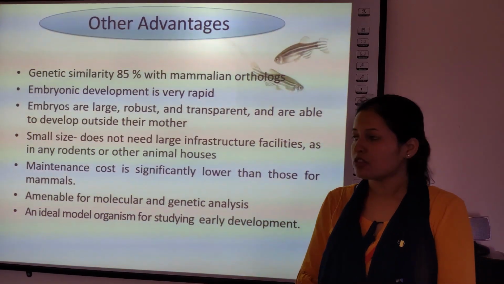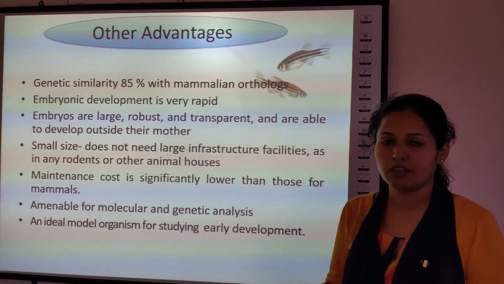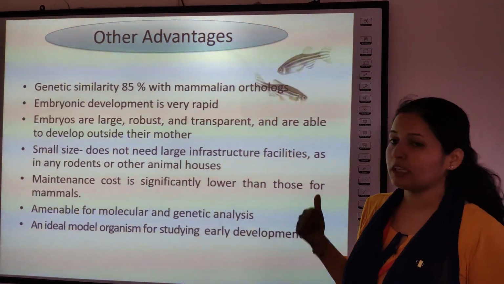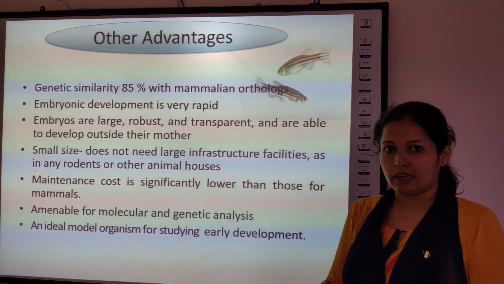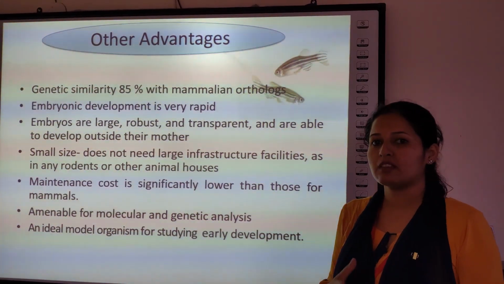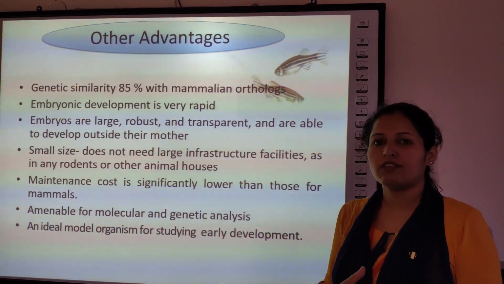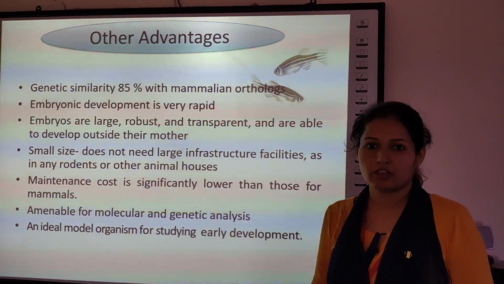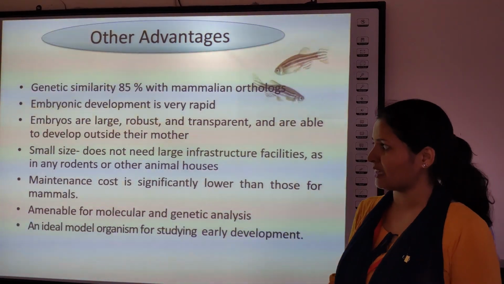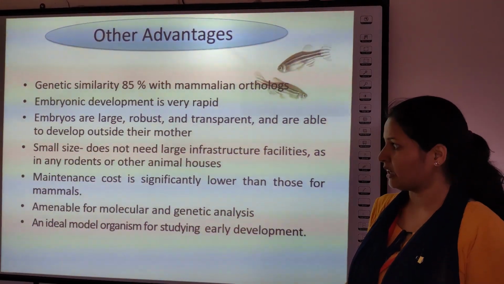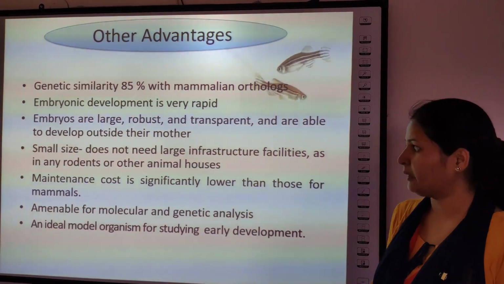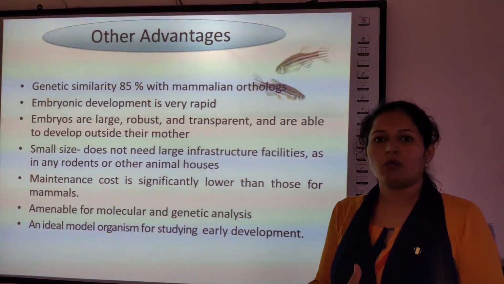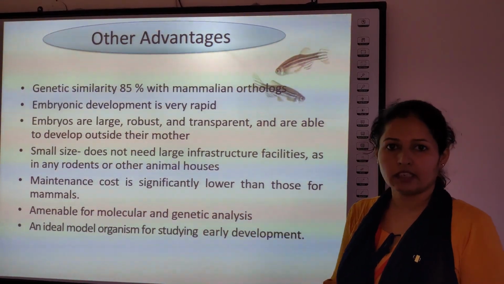What are the other advantages? Why is zebrafish preferred? Because of genetic similarity. They are 85% genetically similar to mammalian orthologs. Embryonic development is also very rapid and their embryos are large and robust. You can easily visualize the different developmental stages of zebrafish. Another important factor is the maintenance of infrastructure. Because of small size, it does not require any large facility, unlike other models. And maintenance cost is obviously lower as compared to any other mammalian model. You can easily perform molecular studies and any other genetic analysis in this model.